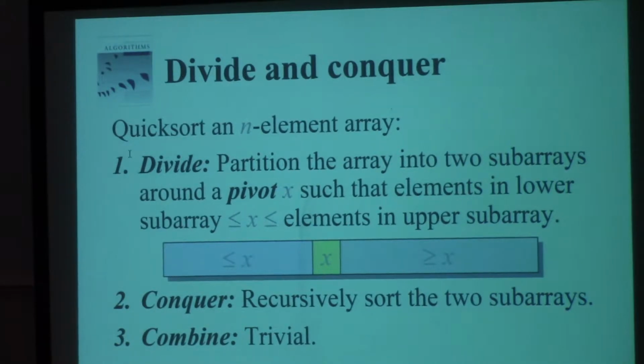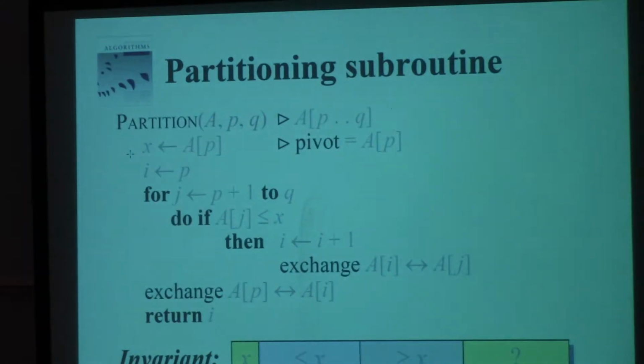Because if it goes in the middle, then the next level of the recursion will get n over 2 and n over 2. We're banking on a 1 in a million shot. So usually it doesn't pay off. Usually it doesn't pay off.